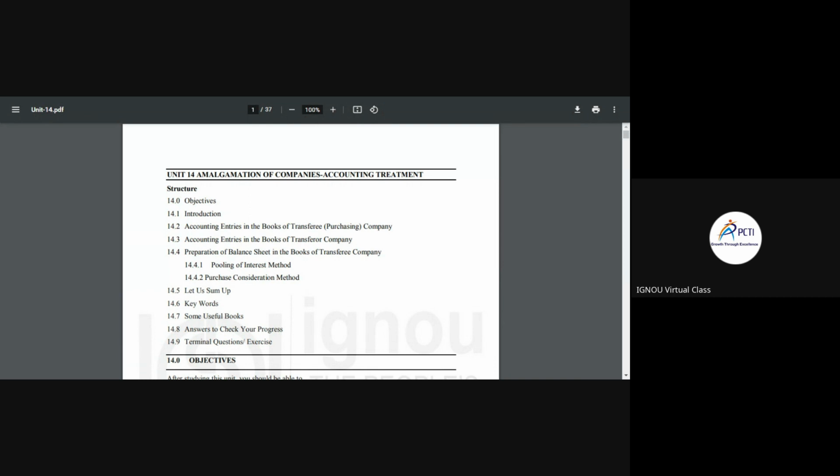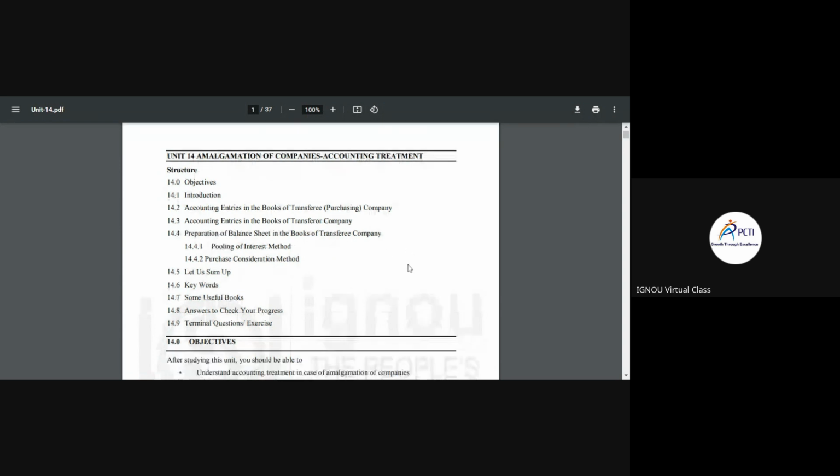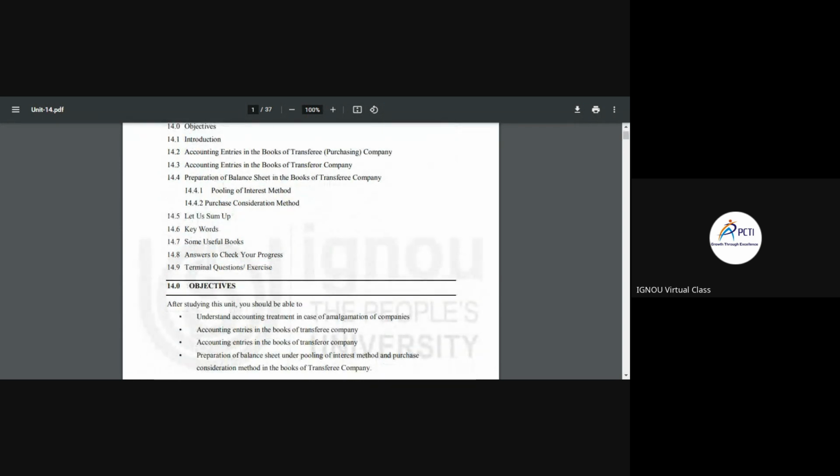and how we can consolidate the accounts of these two companies. So first of all we need to discuss the objective, then we need to discuss the introduction, then accounting entries in the books of transferee, that is purchasing company, and the accounting entries in the books of transferor company, and then we need to prepare the balance sheet in the books of transferee company.